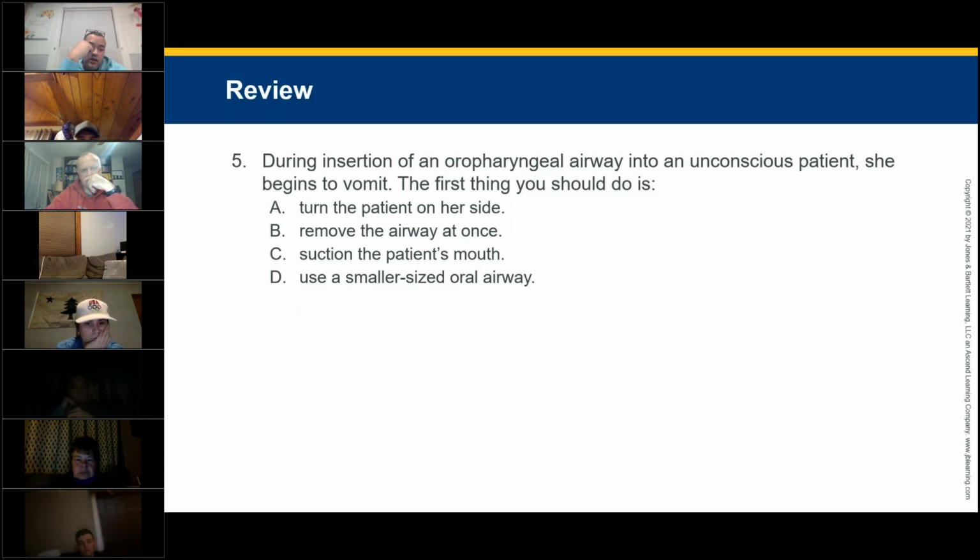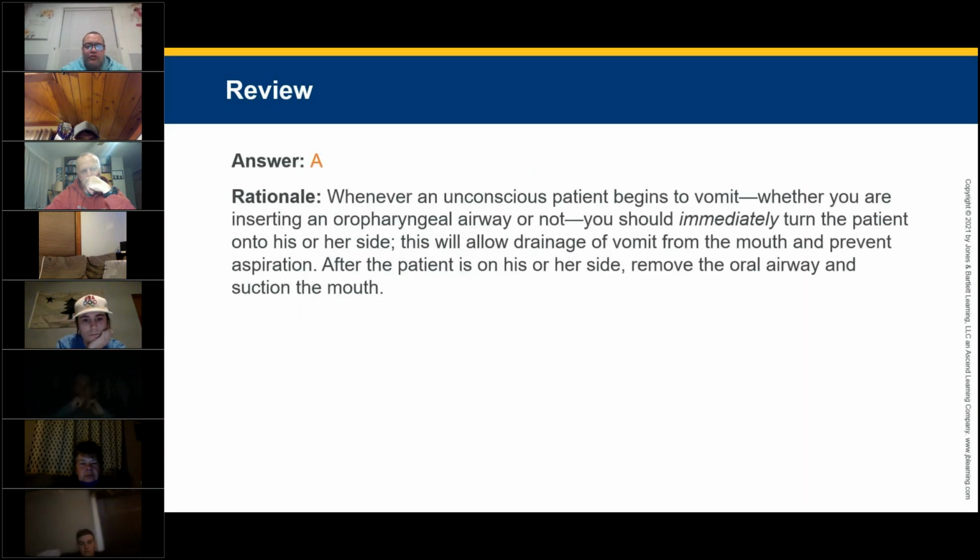Ultimately, yes, removing the airway right away is important, but prior to that, put the patient on her side. Reason for that is you're trying to clear that airway before they aspirate that vomit or breathe that vomit into their lungs. So the correct answer is A. Because they began to vomit, you want to move them on the side and then remove the airway. That's going to allow the vomit to drain from their mouth and prevent them from breathing it in.